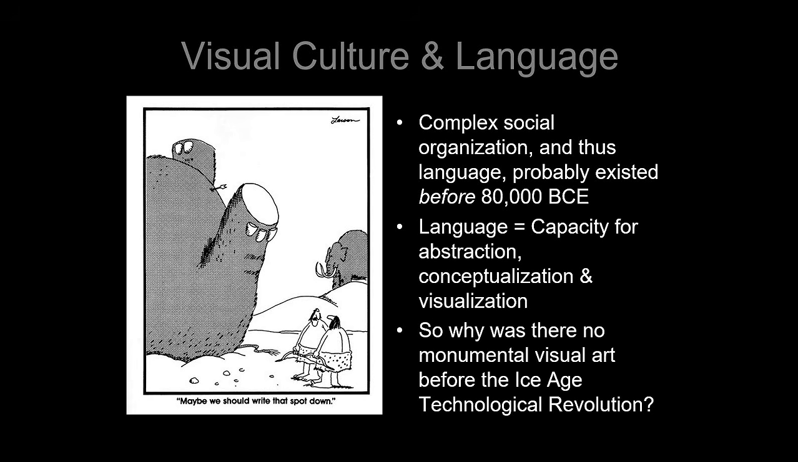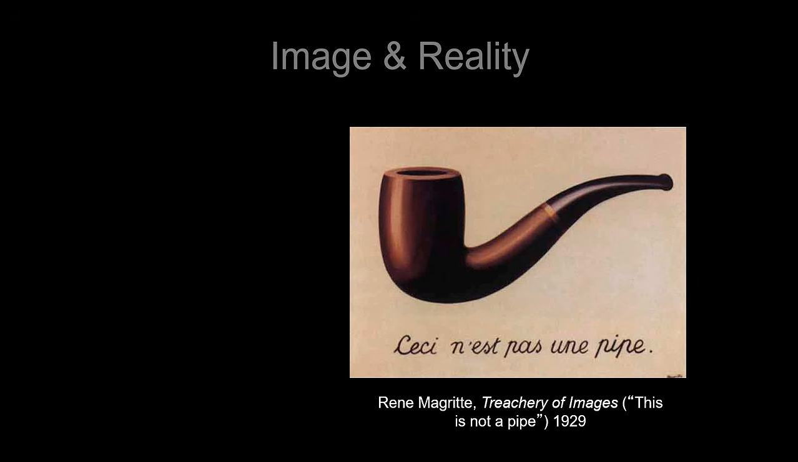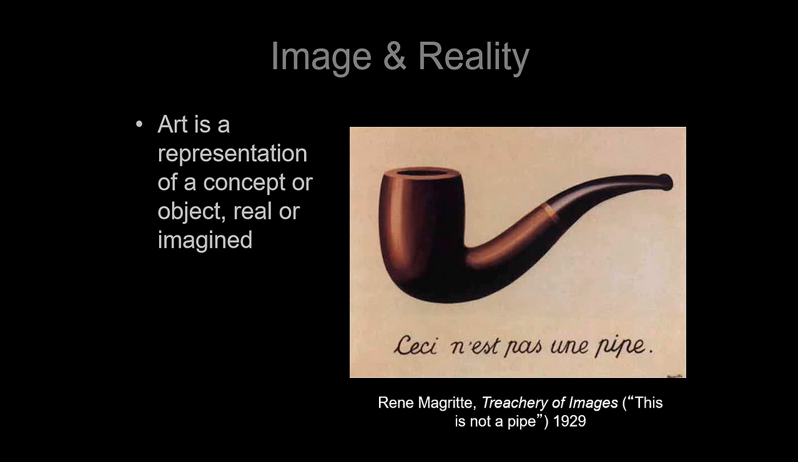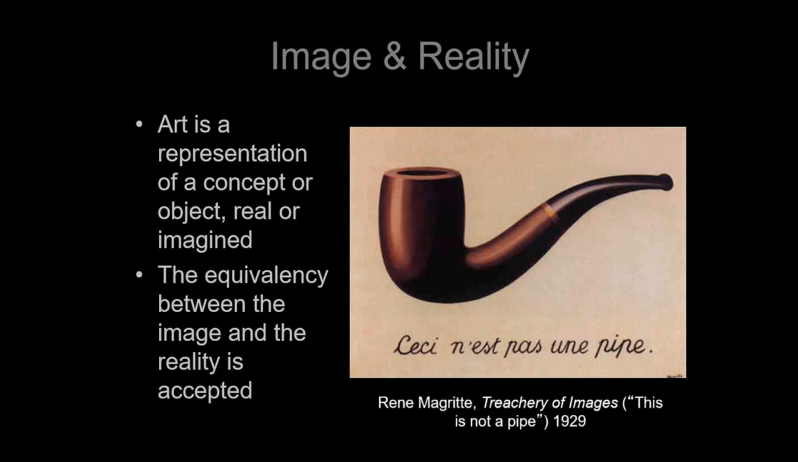But if you can abstract images, why don't you try to actually create one? This is such a problem for art history and visual culture. Remember that, going back to our pipe, art is just an image. It's just an image that represents a concept, an abstraction. And the equivalency between the image and the reality is accepted. So if you have a word for mammoth, you have the ability to abstract visual images. And if you do have the ability to do that, you have the ability to make an image to attach that abstraction to. And yet, until the Ice Age, nobody ever did it. And the big question is, why? Why?